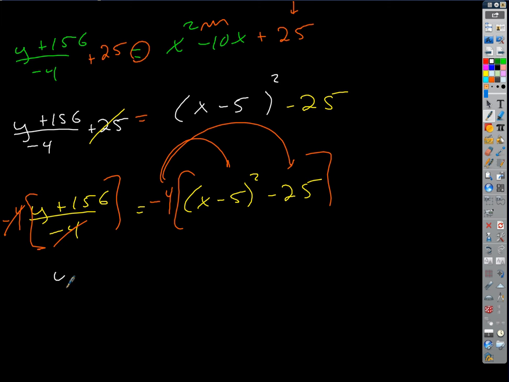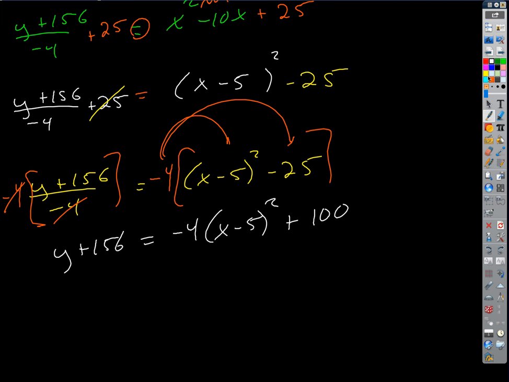Over here I've just got a y plus 156. Negative 4 times the quantity x minus 5 squared is just negative 4 times the quantity x minus 5 squared. I'm just going to leave it like that. Negative 4 times negative 25 is what? 100. Okay, last step. Subtract 156 and I'm done.